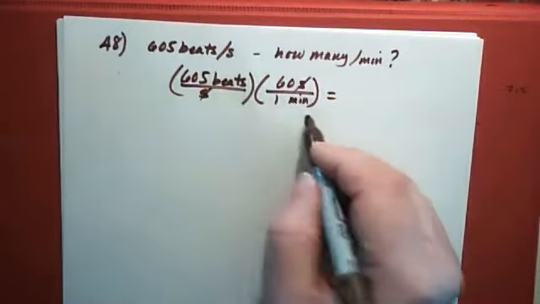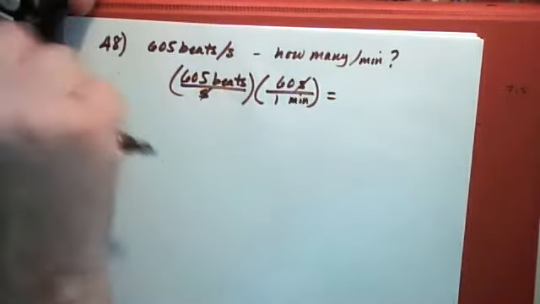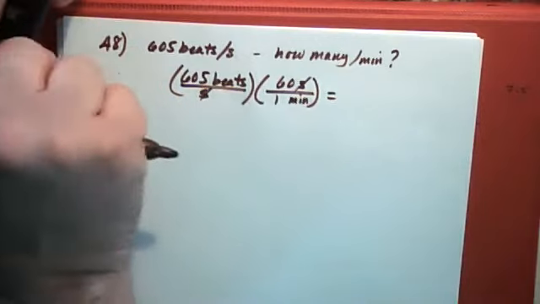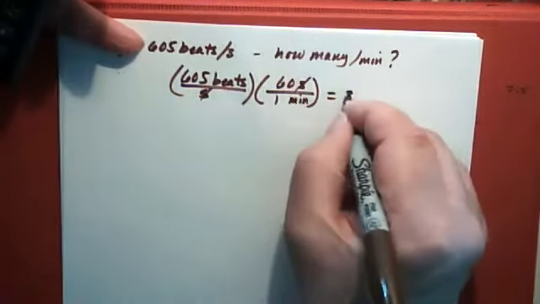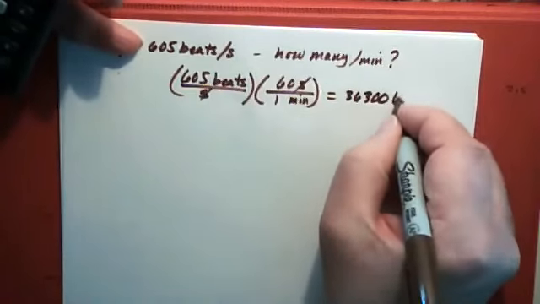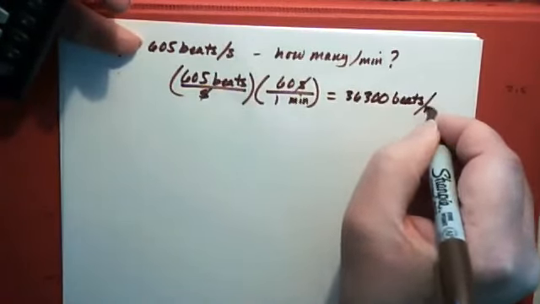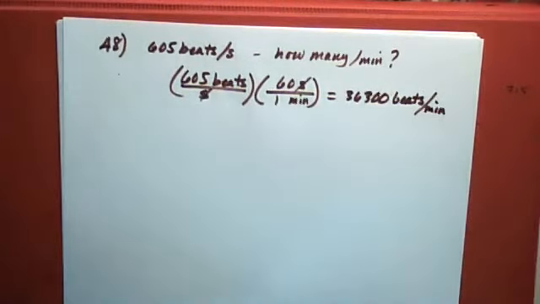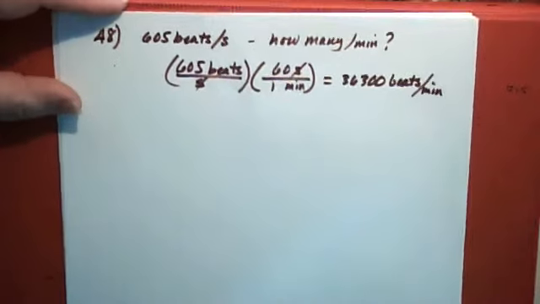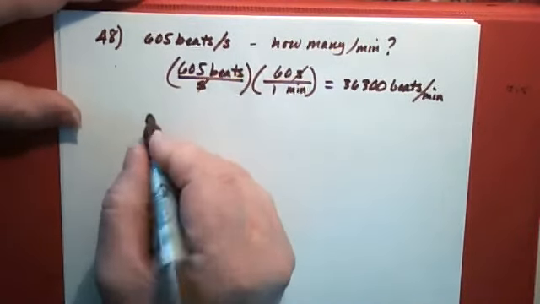Seconds will now cancel, and beats per minute will be 605 times 60. And so that's 36,300 beats per minute. There is a part B to that question, which I'm not going to do because it brings in the oscillation of a cesium-133 atom, and that's just something way outside anything we really need to know at this point. I don't know where that came from.